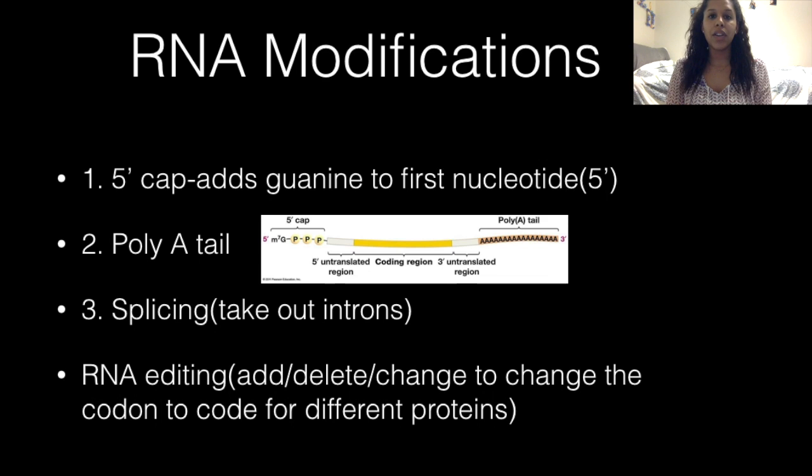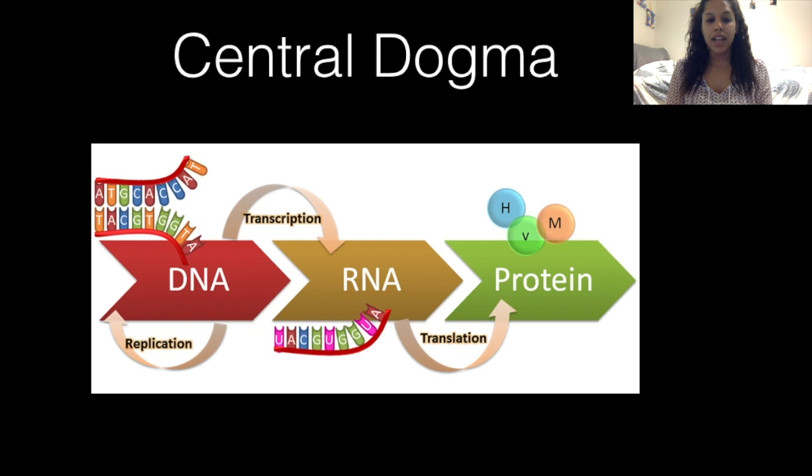So once we have our RNA made, RNA can go through some modifications. So we have the 5' cap, which adds guanine to the first nucleotide, which is the 5'. We also have the poly A tail, which is a tail of poly A's added to the end, the 3' untranslated region. Then we have splicing, which takes out the introns, and then we have RNA editing, when you can add, delete, or change the codon to code for different proteins.